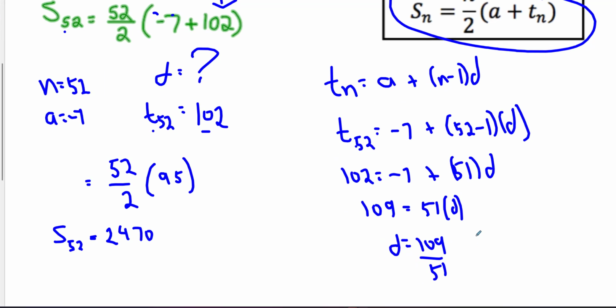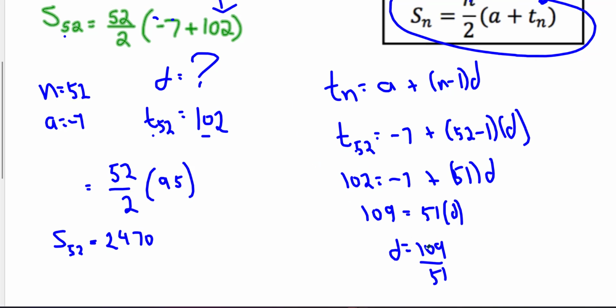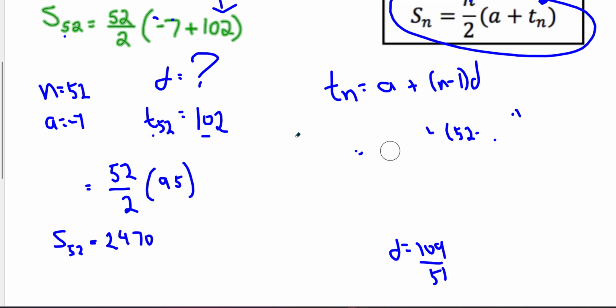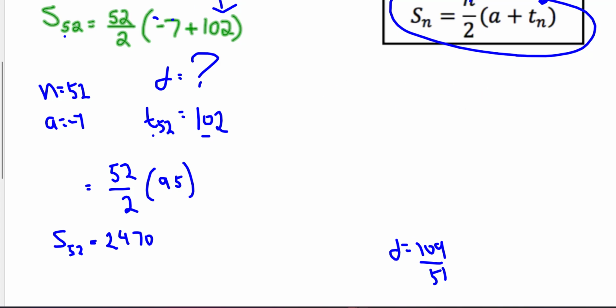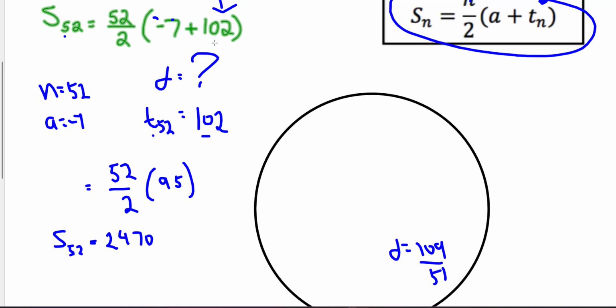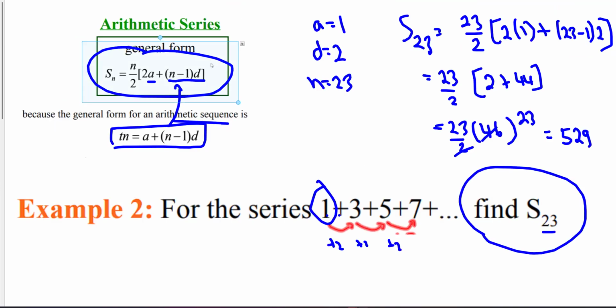And let's do it the other way, just to make sure that it works the other way too. So I know my D value is 109 over 51. And I don't think I can simplify 109 over 51. So what I'm going to do is, I'm going to draw a circle. Why? Because I wanted to.